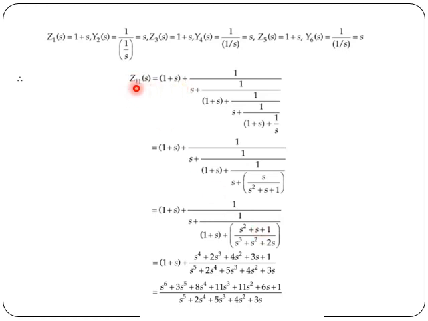So now Z11 will be evaluated just by substituting those values in this manner, and we have evaluated the driving point impedance at port 1 as a ratio of two polynomials, where the numerator polynomial is S^6 plus 3S^5 plus 8S^4 plus 11S^3 plus 11S^2 plus 6S plus 1, and the denominator is S^5 plus 2S^4 plus 5S^3 plus 4S^2 plus 3S. So this is the driving point impedance of port 1.